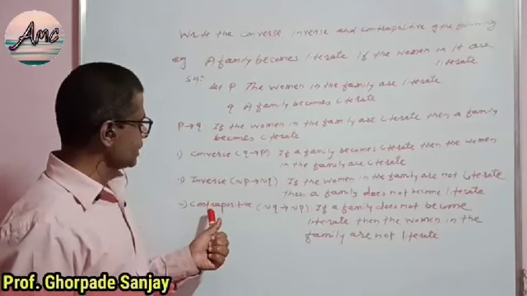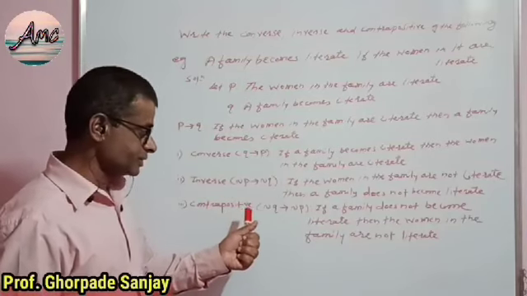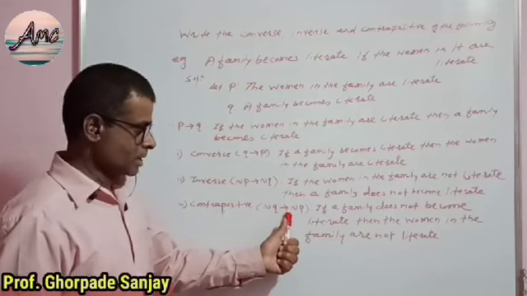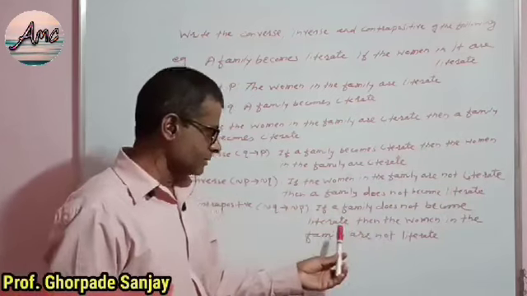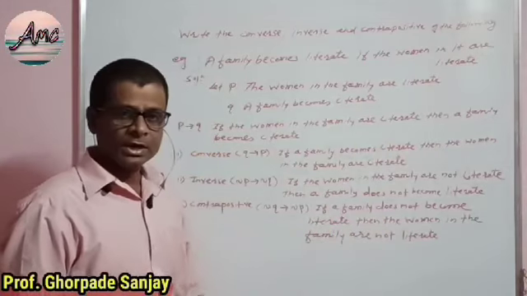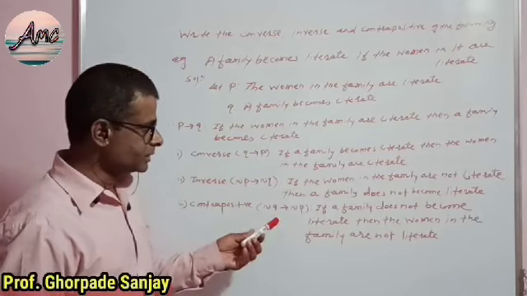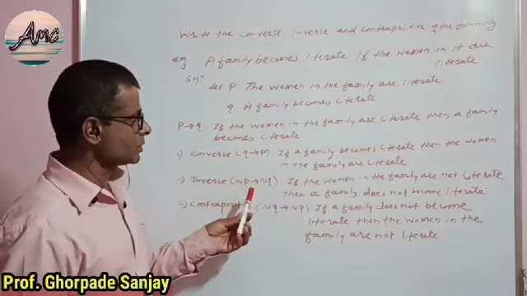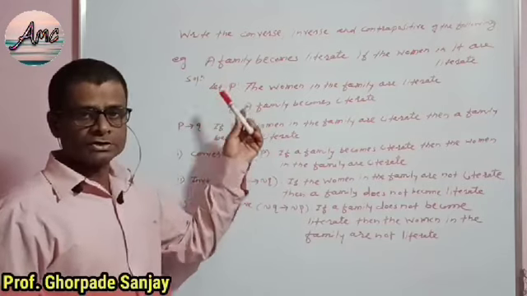Now come to the next step, contrapositive, which is stated as negation of Q, conditional negation of P. So if a family does not become literate, then the women in the family are not literate. So this is the converse, inverse and contrapositive of a given conditional statement.